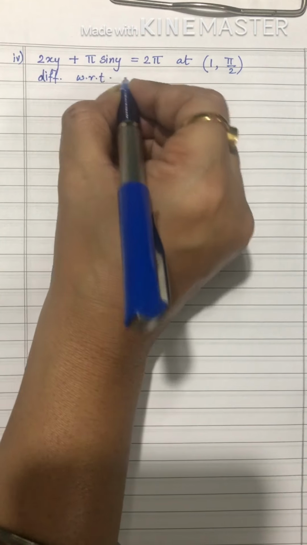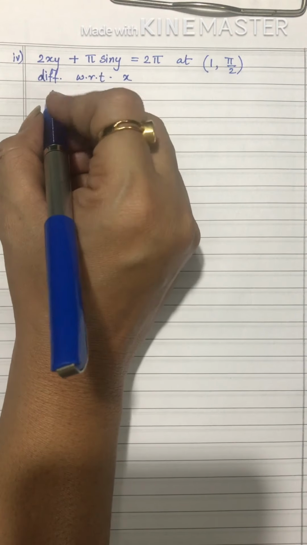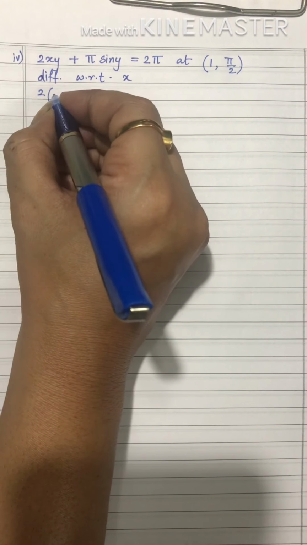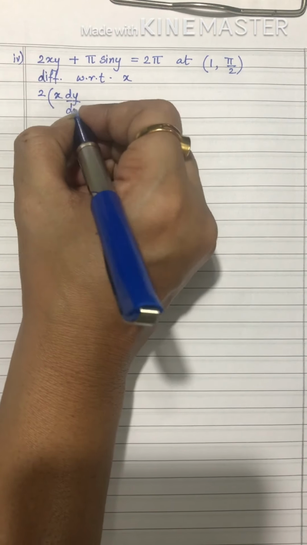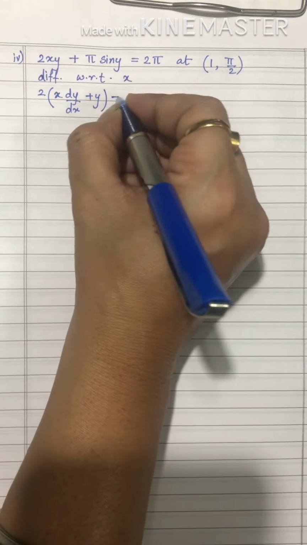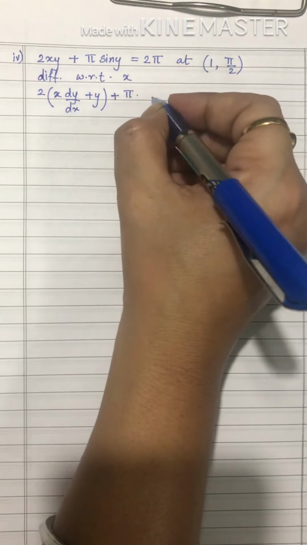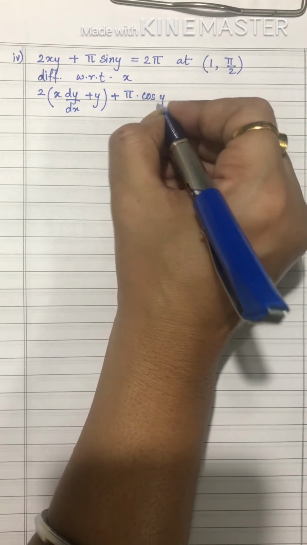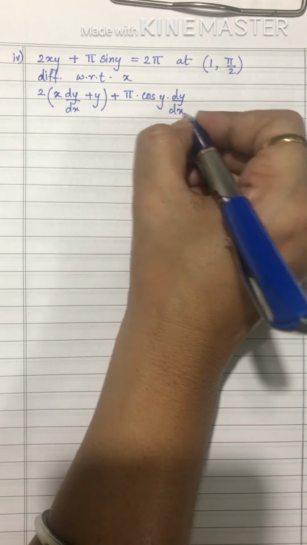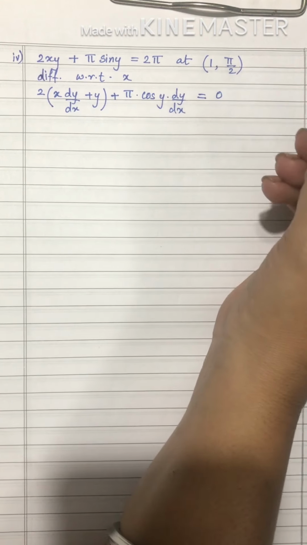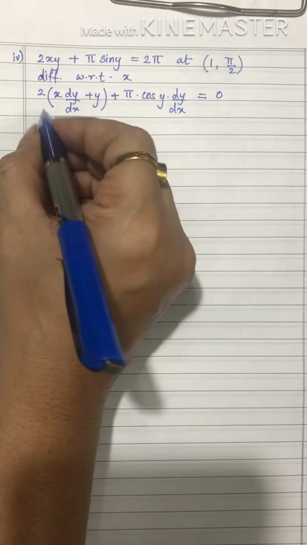Differentiate with respect to x. We are finding the slope of the tangent. Okay, so we start differentiating this. This is the x u into v rule. So x dy by dx plus y. Plus pi is a constant, we keep it outside, and d by dx of sin y gives you cos y dy by dx, is equal to d by dx of 2 pi, that's a constant, which gives you 0.